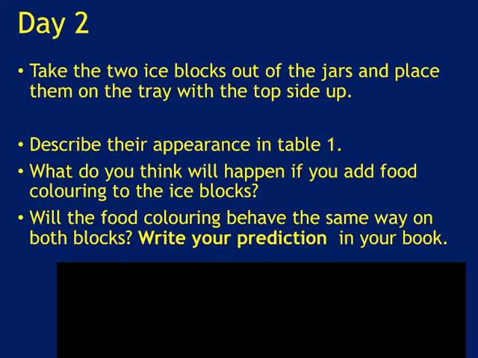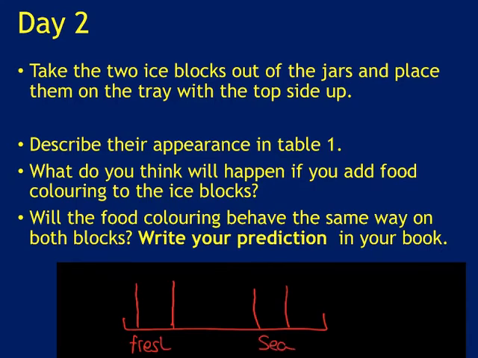So the next day when you come out, you're going to take your 2 ice blocks. If you have those disposable cups, you can just cut them out. If they are well and truly stuck in your containers, you might have to put them in hot water first just to defrost them a little bit. Get yourself a plate or a tray or some type of container, because obviously ice melts, and you are going to put your ice blocks on your tray. So this will be our fresh on the left, and this will be our sea ice on the right.